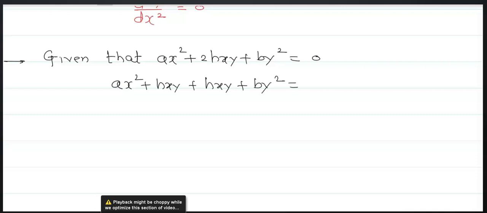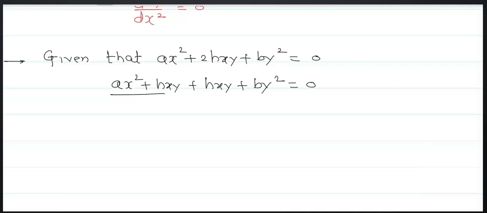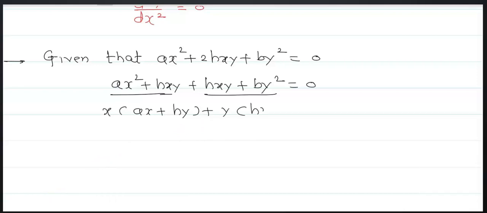How is it written? It is written as 2hxy, 2hxy. This is a trick to solve this type of example. You have to remember this number of times: ax square plus hxy plus hxy plus by square is equal to 0. What about next? From the first two terms, take x as common. Then in brackets, you will get ax plus hy. From these two terms, you take y common. Then in brackets, you will get hx plus by. That is equal to 0.